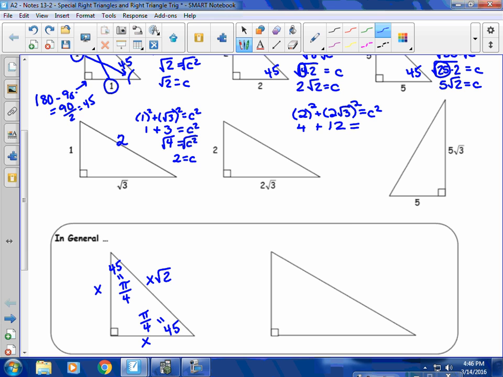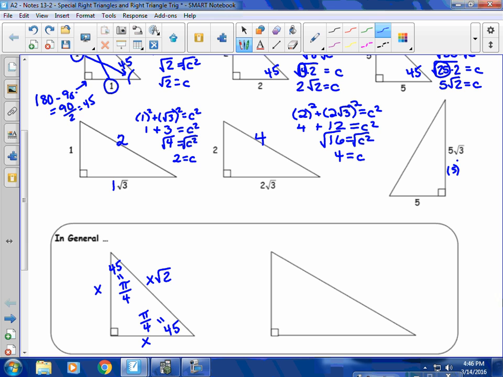So that equals c squared. So I've got that 16 is equal to c squared. Take the square root, and c is 4. Okay, now, again, there is a pattern going on here. When I have 1, technically this is 1 radical 3. 1 radical 3, that's 2. When this is 2 radical 3, that's 4. What do you think it's going to be if it's 5 radical 3? Well, hopefully you have a guess again, but let's see if you're right.